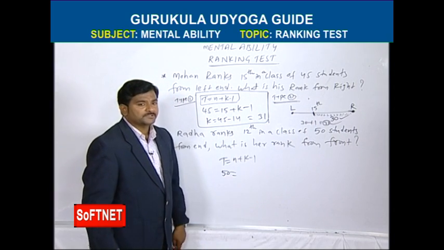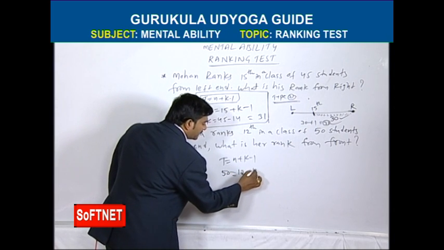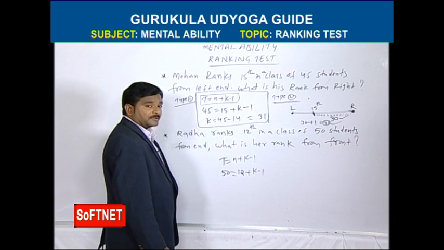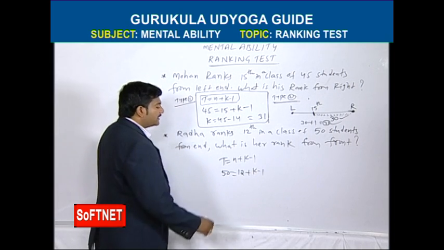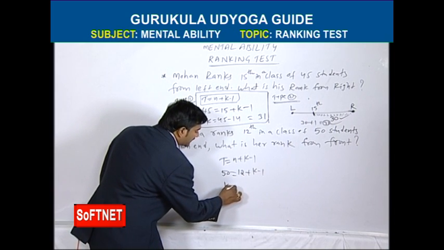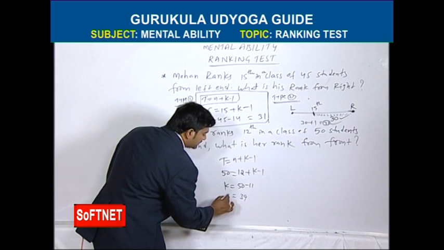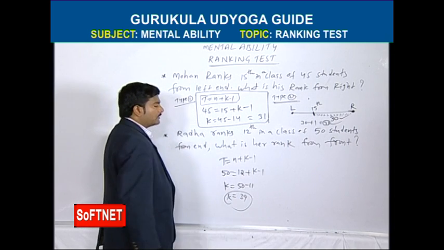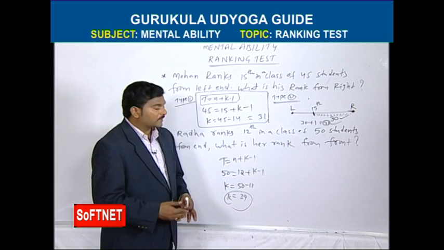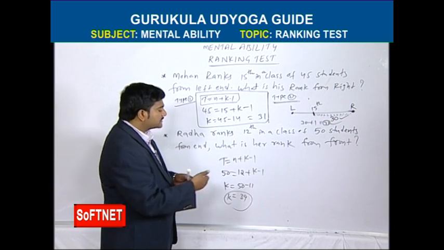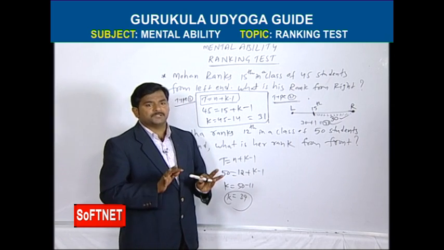So from the front side, what is her rank? n is equal to 12, and we have to find the k value. k minus 1, 12 minus 1, means 11. Therefore k is equal to 50 minus 11, what is your final answer? 39. Okay, so Radha's rank is 12th from the end, therefore her rank from the front is 39. I hope you understood these two models.